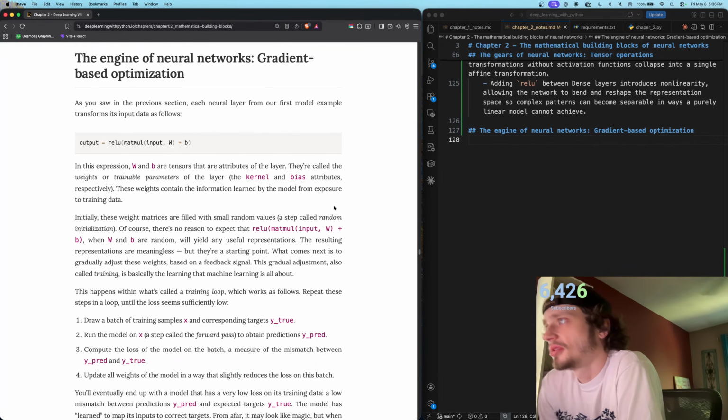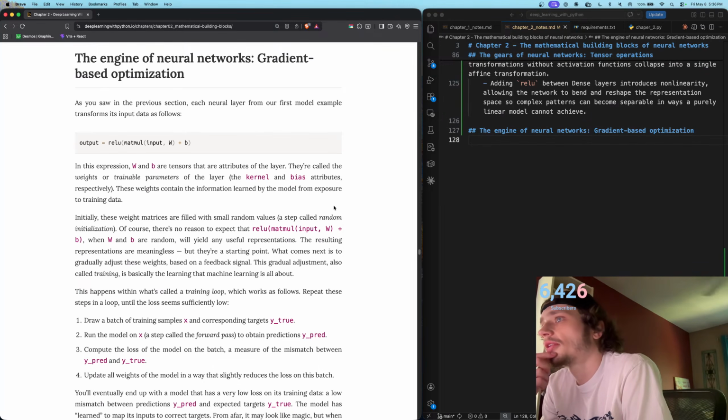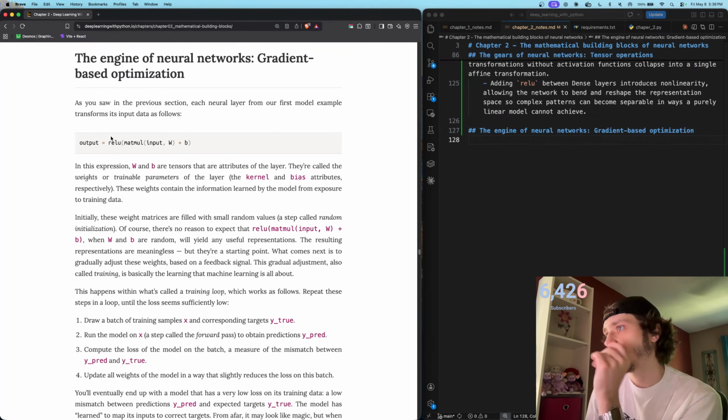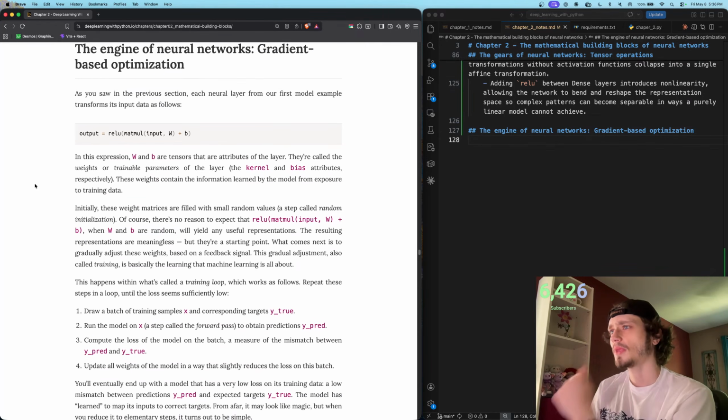As you saw in the previous section, each neural layer from our first model example transforms its input data as follows, where we apply a matmul on the input and some other matrix and add an affine transformation, and then we do a ReLU operation on that. In this expression, big W and B are tensors that are attributes of the layer. They're called the weights or trainable parameters of the layer, the kernel and bias attributes respectively.